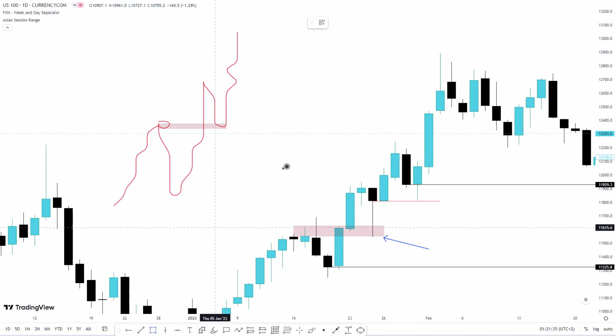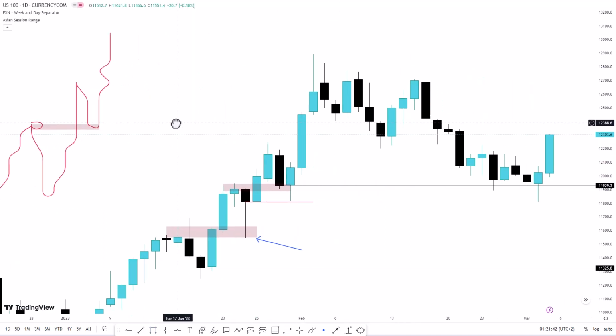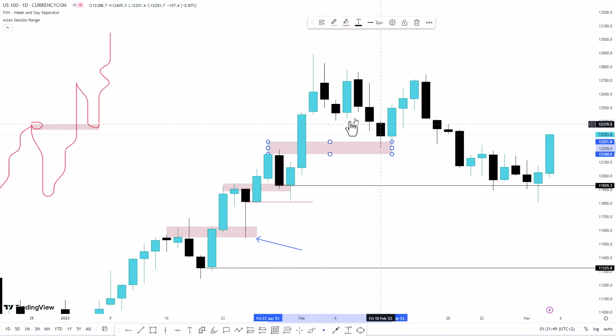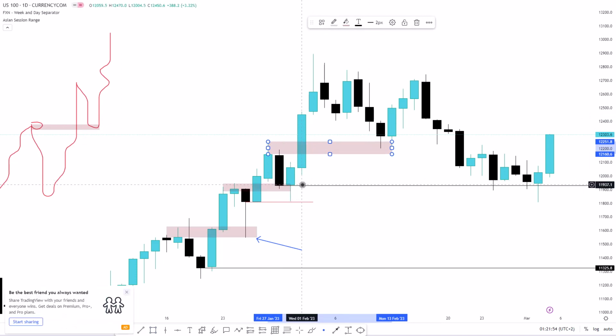How do we identify another opportunity here in case the market is going to go higher without coming back to our rejection block? Hope you understand what I mean, right? So this is what we're going to study.